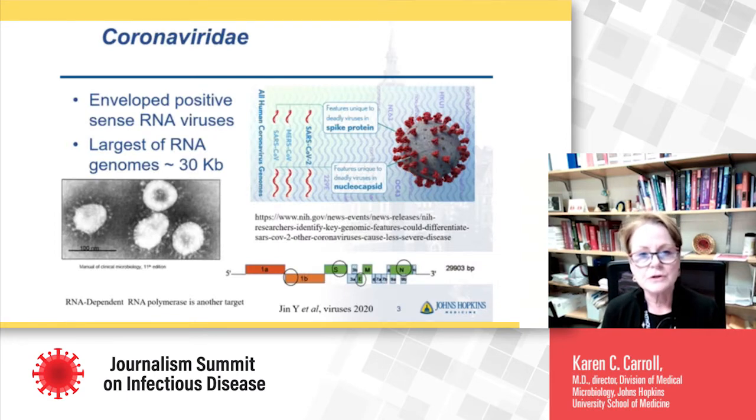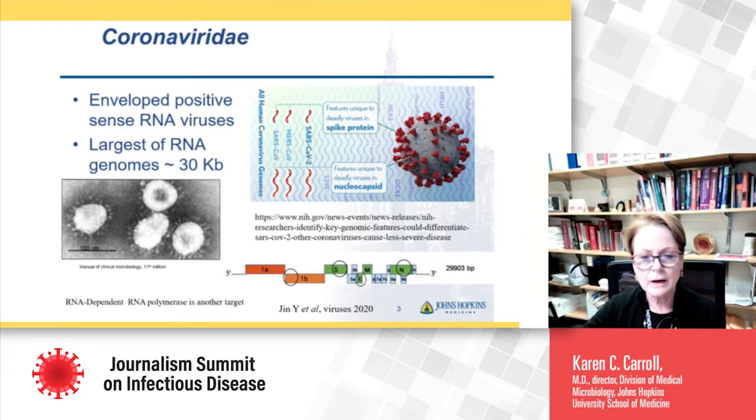And this virus turned out to be a member of the Coronaviridae. The Coronaviridae are enveloped positive sense RNA viruses, and they have the largest RNA genome of all of the RNA viruses. They get their name, coronavirus, from the electron microscopy image that you can see here on the lower left, where they appear to have a crown-like appearance. And this is due to the spike proteins that emanate from the surface of the viral particle.